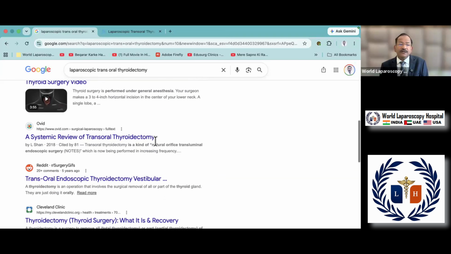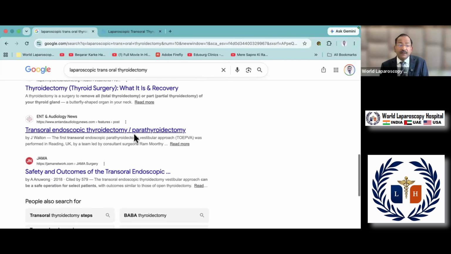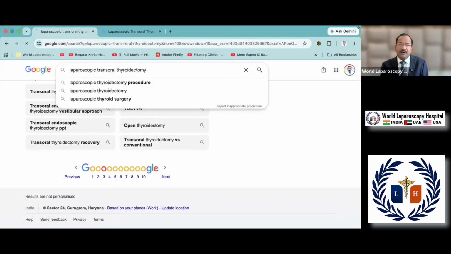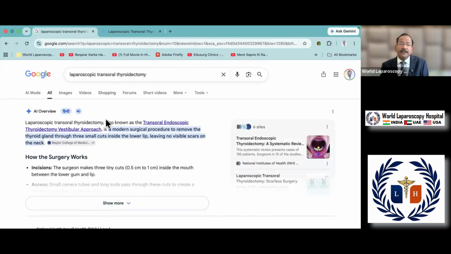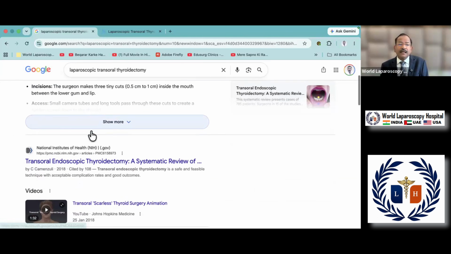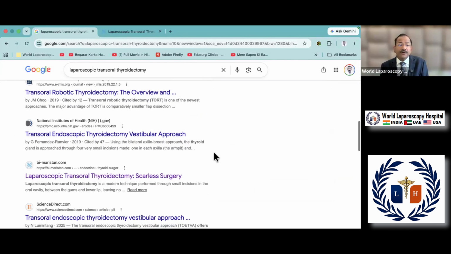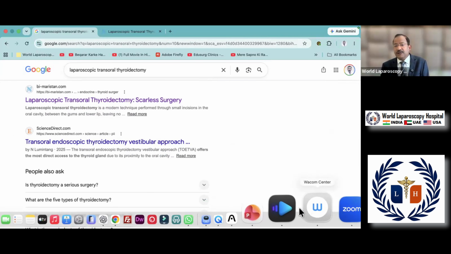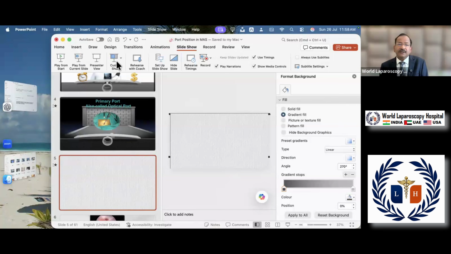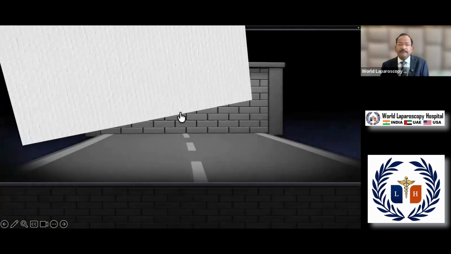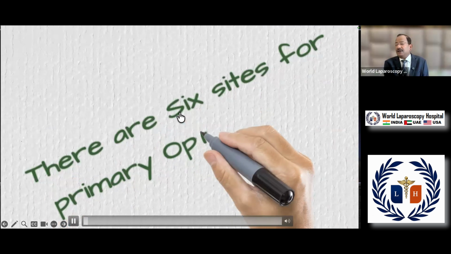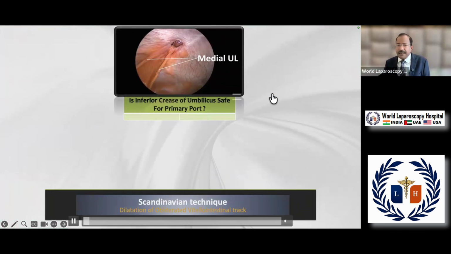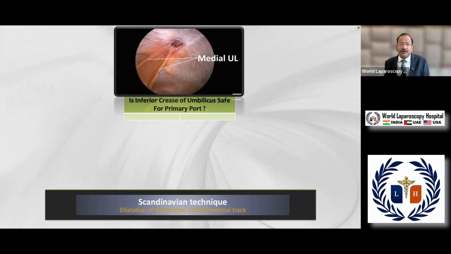All these transoral are good, again thyroid surgery minimal access is good, but the laparoscopic word we should not use. The laparoscopic word should only be used where it is appropriate, and laparoscopy should not be used for transoral endoscopic surgery. But laparoscopy is becoming so popular that people consider laparoscopy a synonym of any minimal access surgery. And if you are doing laparoscopy, then these are the only 6 sites you can use. There is no 7th site, either supraumbilical or infraumbilical or superior crease or inferior crease or transumbilical.